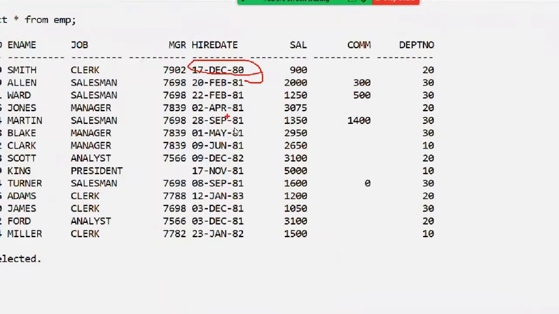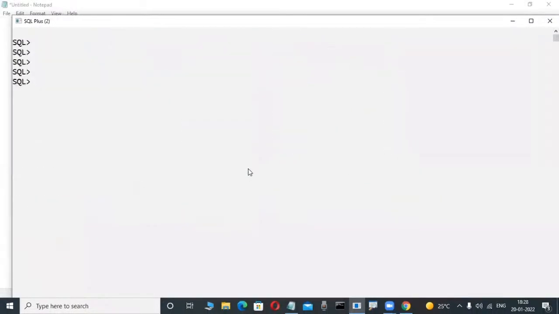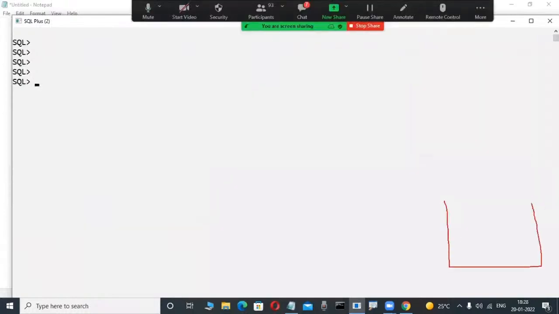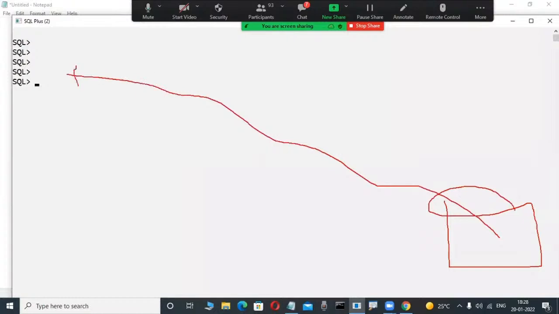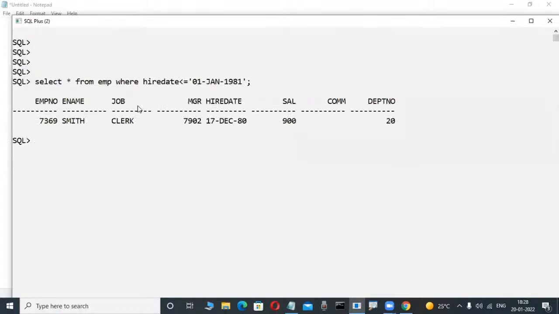If you are a SQL programmer, and I want those employees' details in my project, somewhere the data is there. How do they fetch this data? They write queries. These are called queries. Observe here: select star from table name where hire date is less than or equal to 1st January 1981. Just by writing the query, the data is displayed automatically.